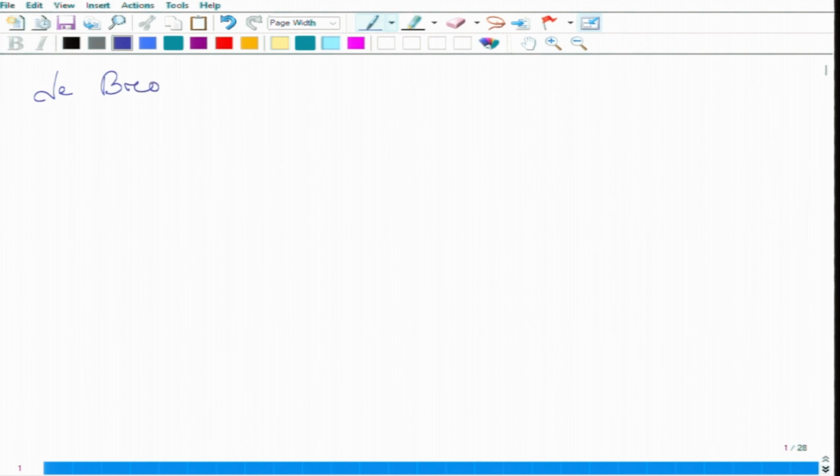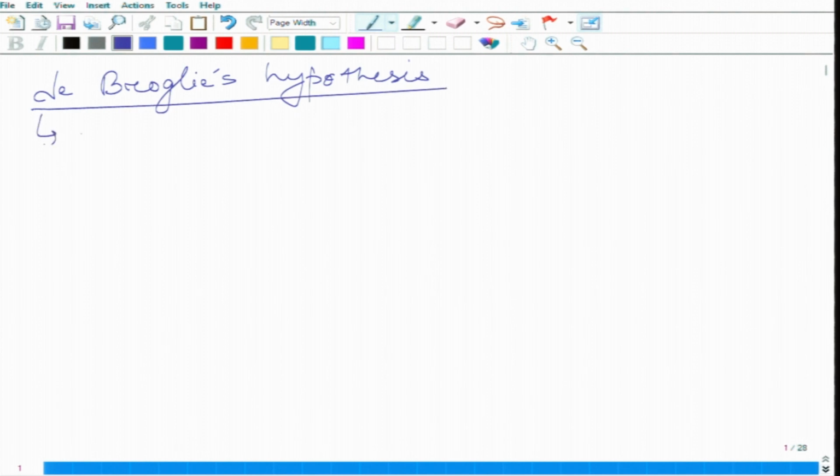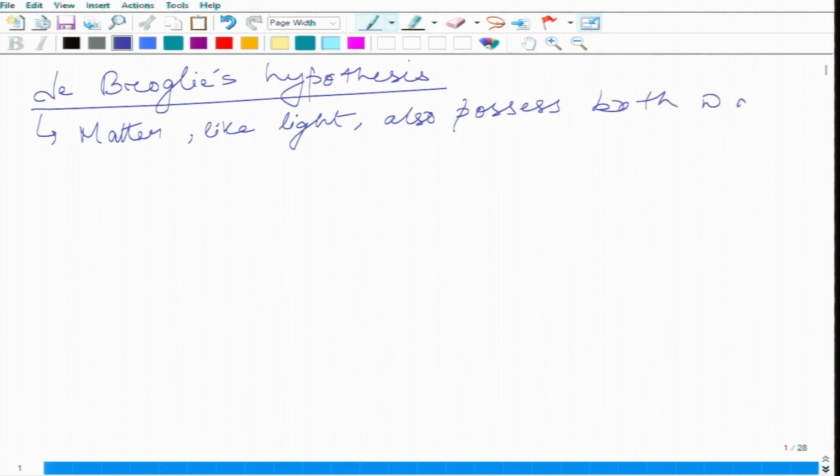So, according to de-Broglie's hypothesis and Heisenberg's uncertainty principle, we had received some formulas. So, de-Broglie's hypothesis stated that matter, like light, also possess both wave nature and particle nature.